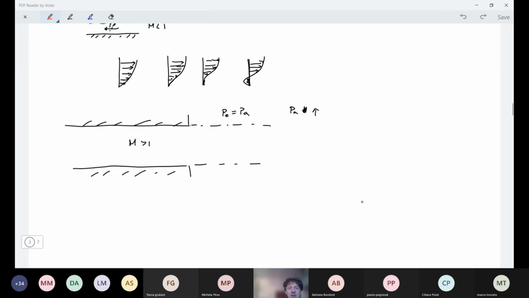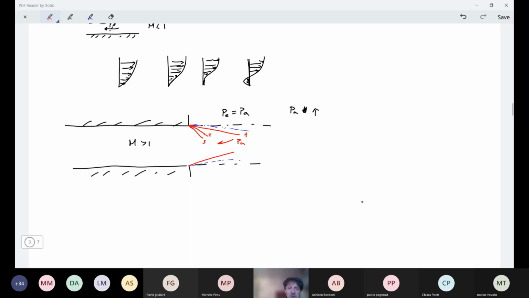For a small amount of this increase, we will have a weak shock here that will originate, and the flow will slightly change its direction because of this small increase of ambient pressure. As we further increase the ambient pressure, the strength of this shock will increase and we will move towards stronger and stronger shocks. This is shock 1, shock 2, shock 3. It's not an expansion fan. Don't make confusion here. These are different shocks due to the increasing ambient pressure.